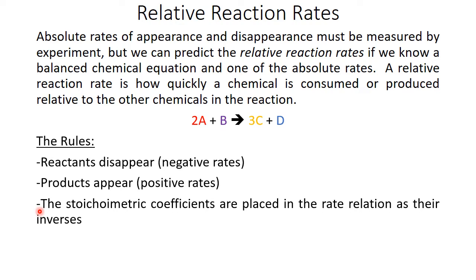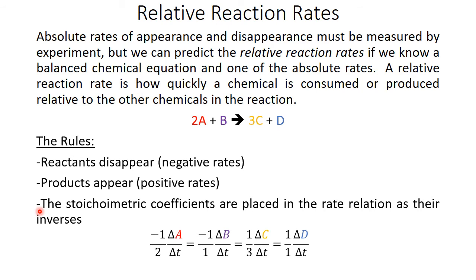Now, we're going to use these principles to put together the relative rate expression for this particular chemical equation. We've got minus 1 over 2 change of A with time equals minus 1 over 1 change of B with time equals positive 1 over 3 change of C with time equals 1 over 1 change of D with time. Let's see what this would look like in a real reaction.